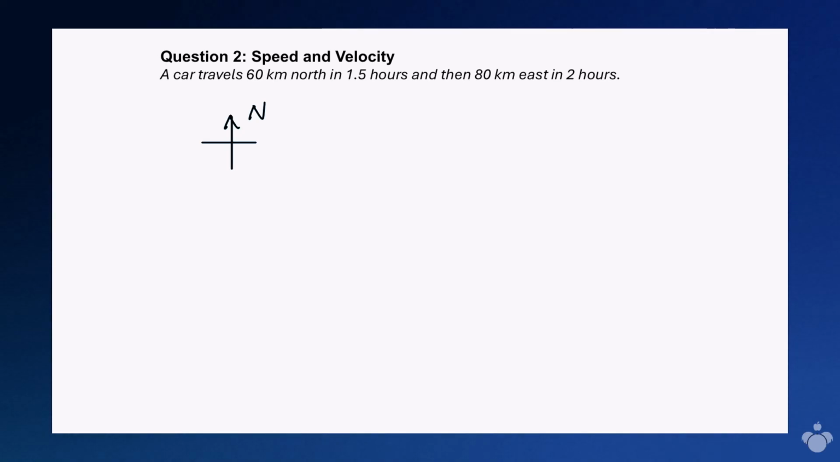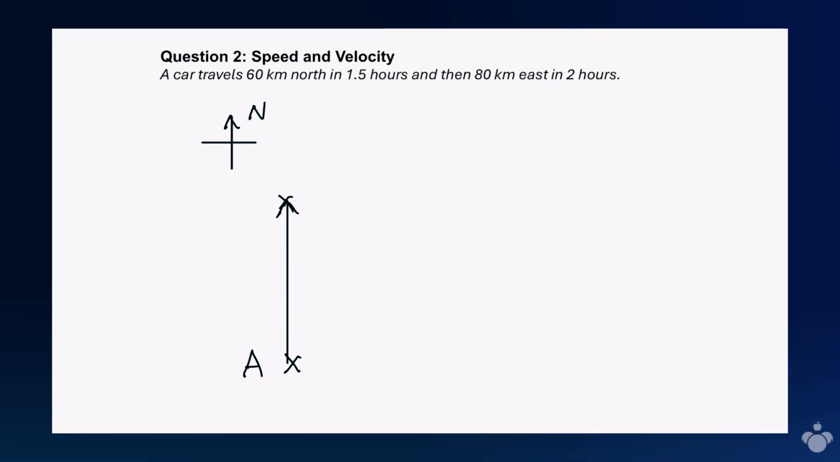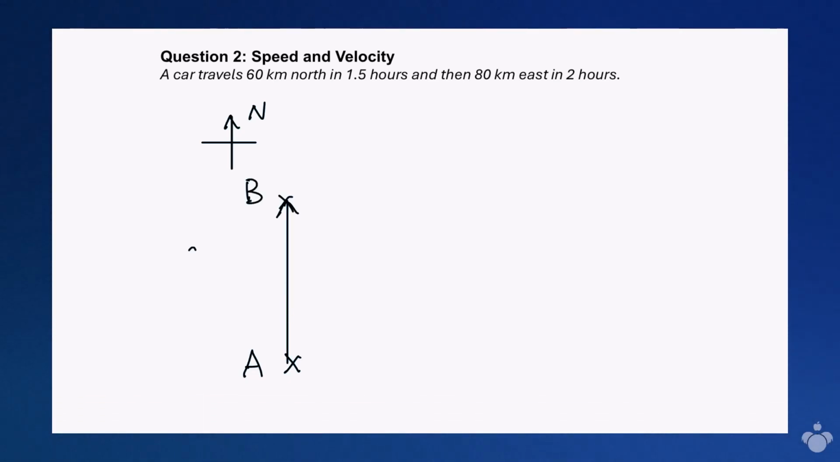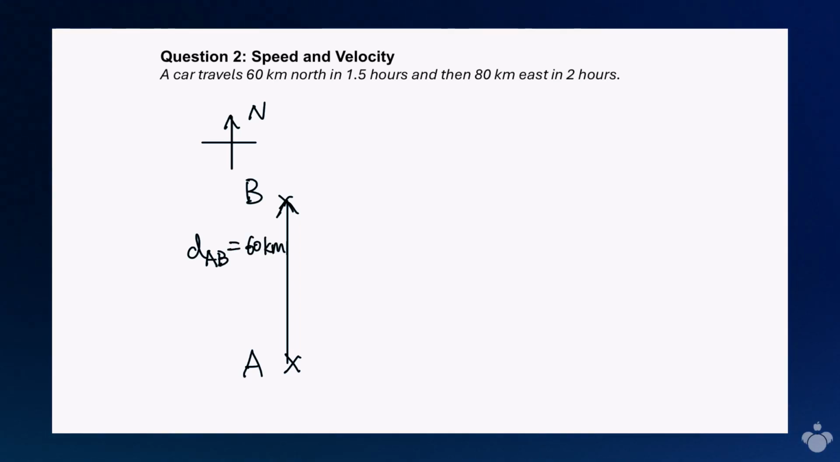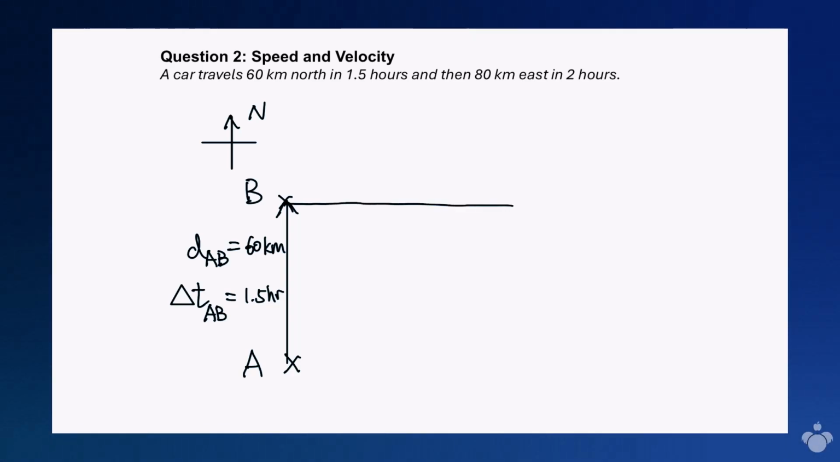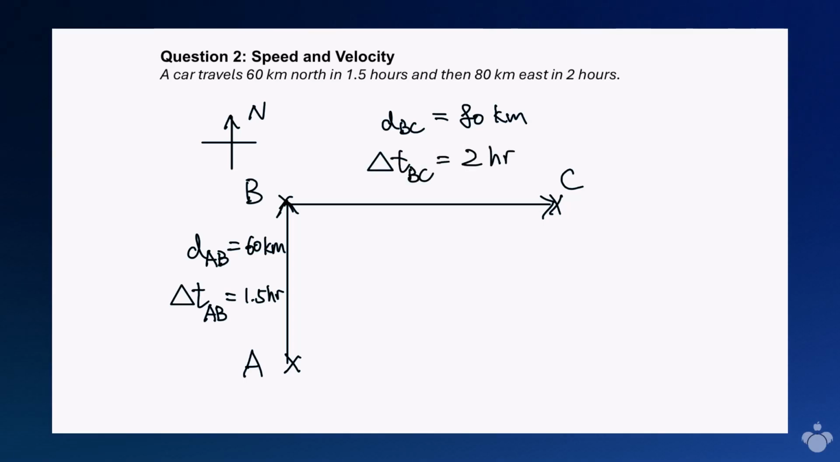The car starts from an initial position, which we'll label as point A. It then travels north for 60 kilometers, reaching a new position, which we'll label as point B. The distance between A and B is 60 kilometers, and the time taken for this segment is 1.5 hours. From point B, the car changes direction and travels east for 80 kilometers, reaching a final position, which we'll label as point C. The distance between B and C is 80 kilometers, and the time taken for this segment is 2 hours.